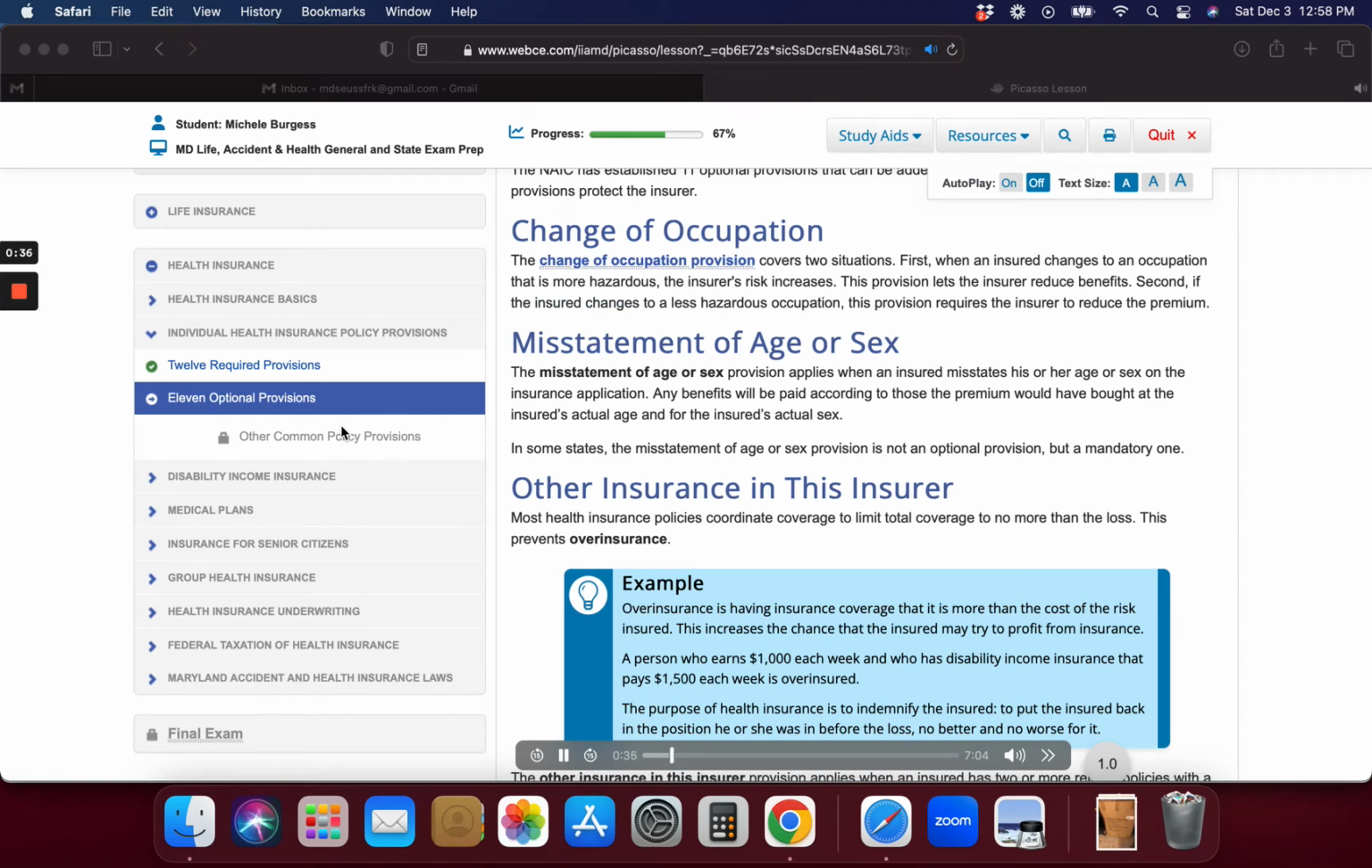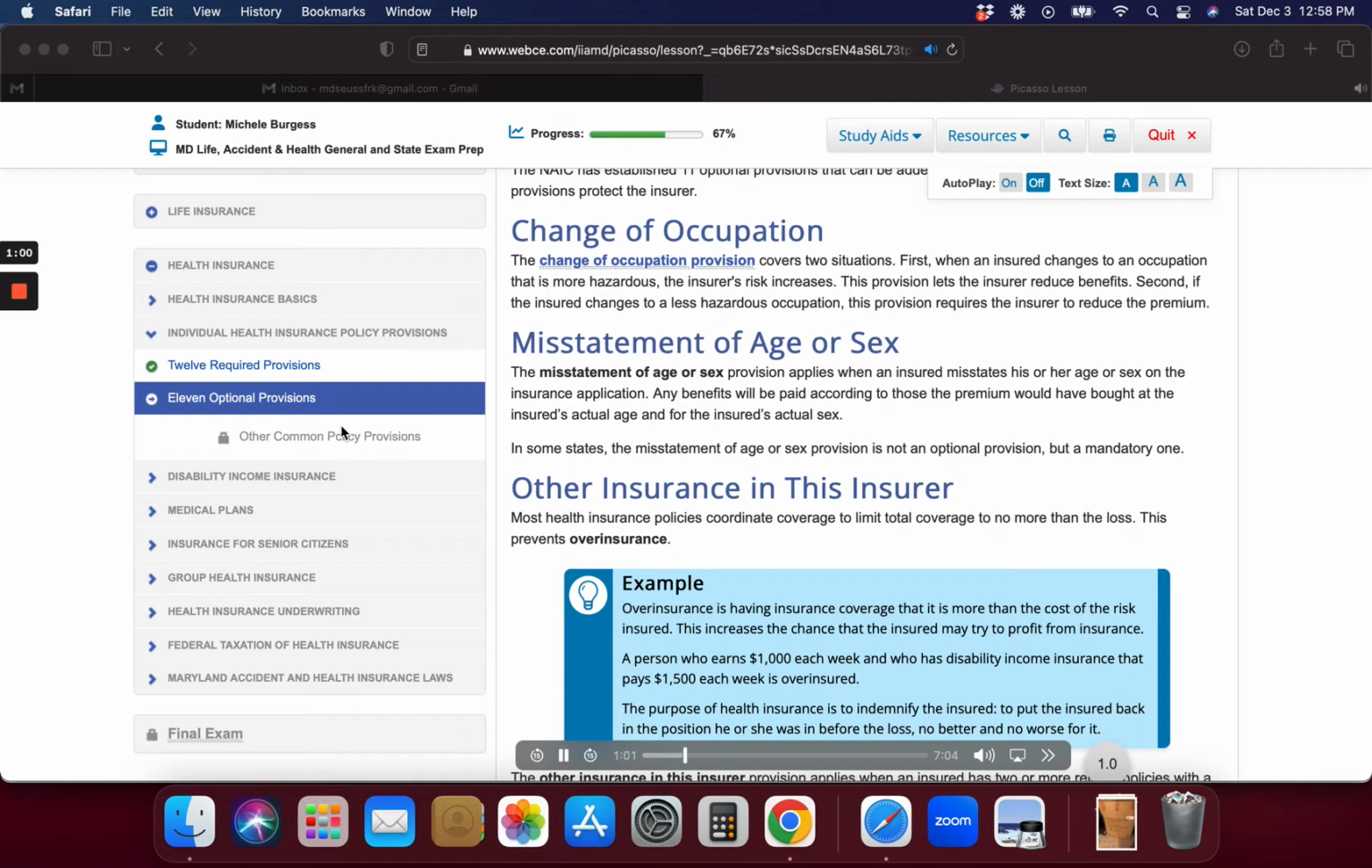Misstatement of age or sex. The misstatement of age or sex provision applies when an insured misstates his or her age or sex on the insurance application. Any benefits will be paid according to those the premium would have bought at the insured's actual age and for the insured's actual sex. In some states, the misstatement of age or sex provision is not an optional provision, but a mandatory one.